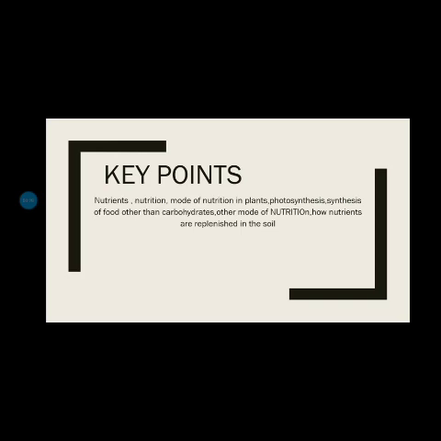Photosynthesis. What are the other nutrients prepared by plants other than carbohydrates? What are the different modes of nutrition in plants? How are nutrients replenished in the soil? How are nutrients formed again and again in the soil? These are some of the important points which we are going to see in this chapter.